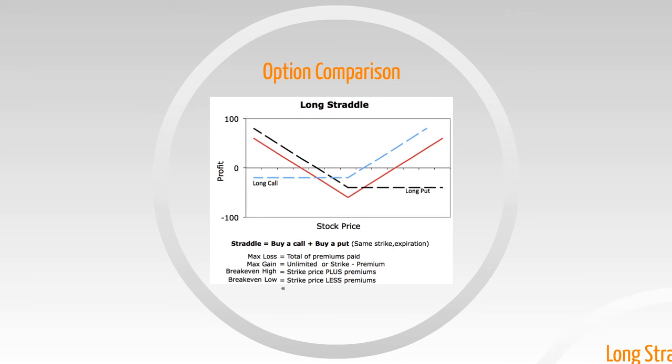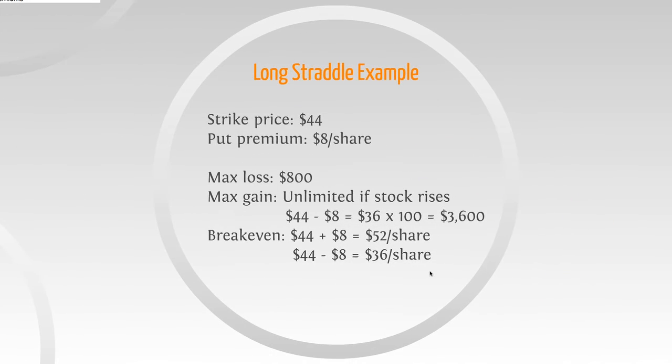Now, this is different from other positions in that we have two break-even points. So a downwards and an upwards break-even point. And we can see that here, if the strike price plus or less the premium amount is equal to one of those, we're at the break-even point. And we have an unlimited gain on the upside and a limited gain if the stock goes down to zero on the downside. And here's the math for that.